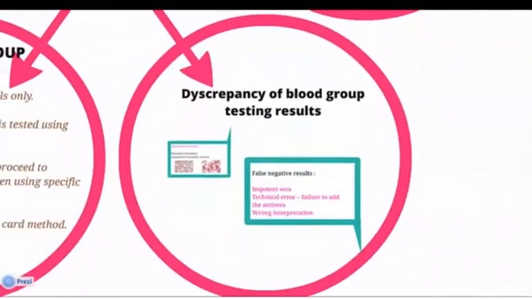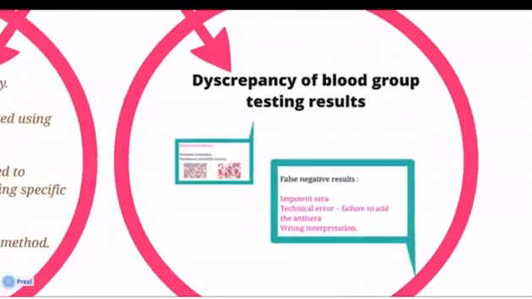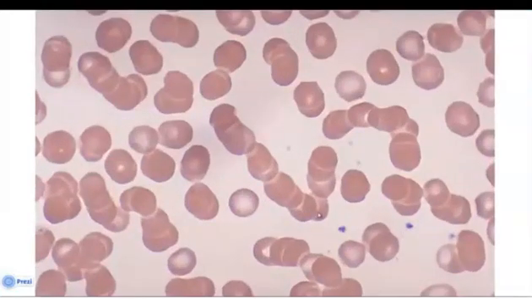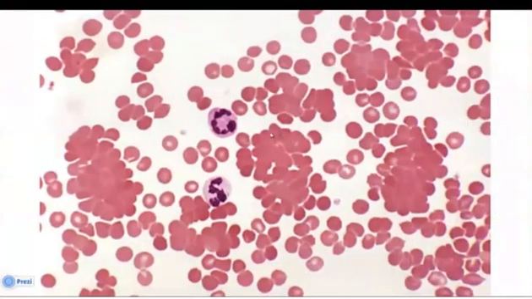Discrepancy of blood group testing results. What do I mean by discrepancy? Discrepancy means that the result does not tally between forward and reverse grouping. Let us see what the causes are. What are the causes for false positive results? In false positive results, we should get negative results, but suddenly they become positive. The cause can be rouleaux formation and also autoimmune hemolytic anemia. In rouleaux formation, red cells are like stacking coins. And in autoimmune hemolytic anemia, because of the disease, our red cells automatically agglutinate. These two are the common causes when we see a false positive result.